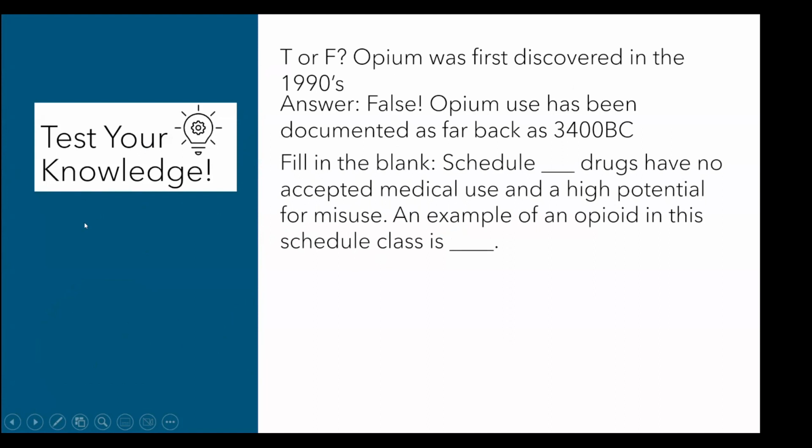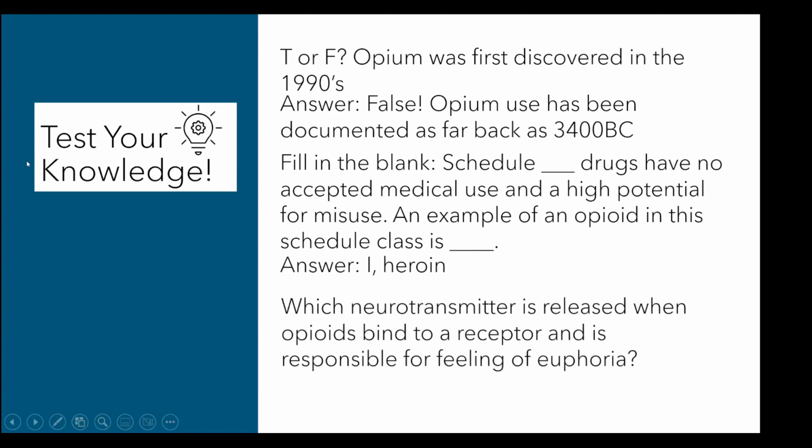Fill in the blanks. Scheduled blank drugs have no accepted medical use and a high potential for misuse. An example of an opioid in this schedule class is blank. We went over this on the last slide. Currently, Schedule 1 drugs have no accepted medical use and high potential for misuse, and an example that I provided was heroin. And which neurotransmitter is released when opioids bind to a receptor and is responsible for a feeling of euphoria? The answer to that one is dopamine.